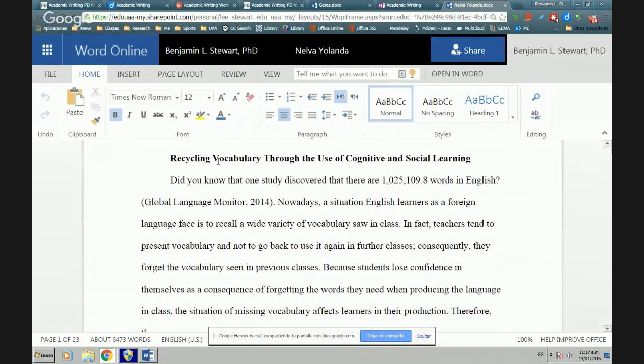Main words in the title. All right, so what level of heading is this? Level 1. So what is a level 1 heading? Centered, bold.